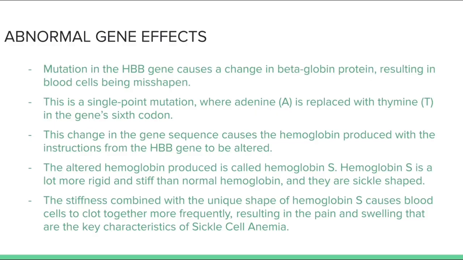Hemoglobin S is a lot more rigid and stiff than normal hemoglobin, and they're sickle-shaped, where normal blood cells are circular. So that stiffness combined with the unique shape of hemoglobin S causes blood cells to clot together more frequently, resulting in the pain and swelling that are the key characteristics of sickle cell anemia.